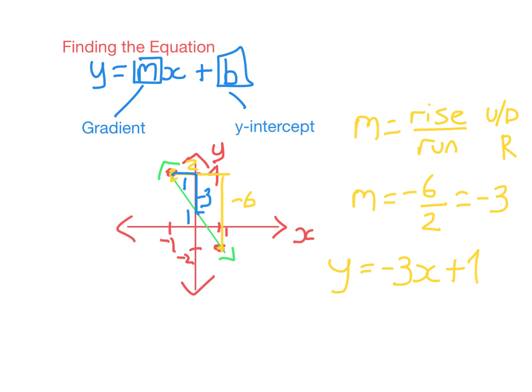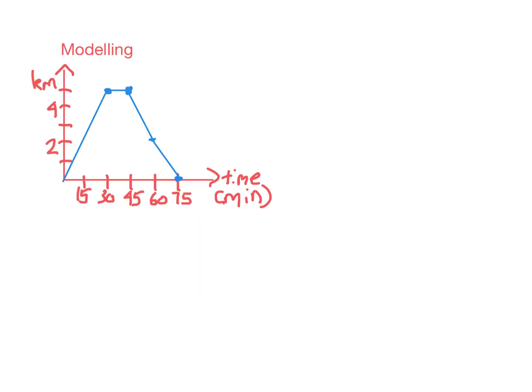So we rub out b and replace it with 1. This is the final answer. This is the equation you would need to start with to end up with a graph like that. All right, let's now look at some linear modeling questions. Linear modeling is basically just us applying what we know about straight line graphs to solve real problems.